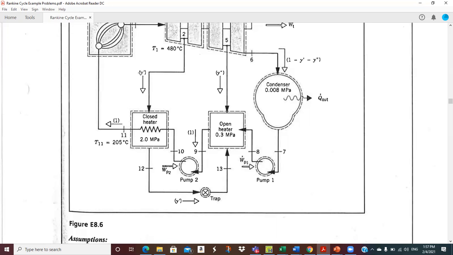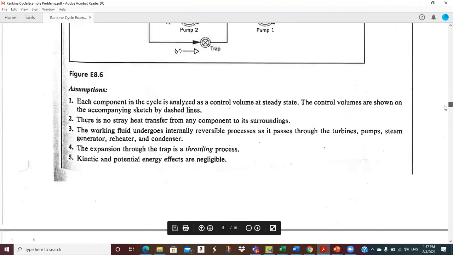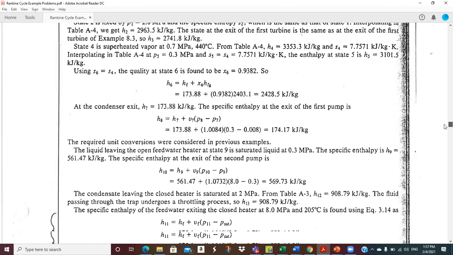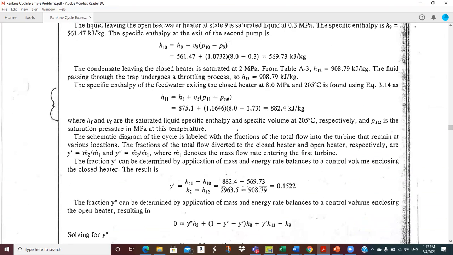So on the coming in side, I've got H2 times Y prime. I'm coming in over here at H10 and the mass flow rate is 1, so I don't have any multiplier on that. And then coming out, I got H11 and H12 times Y prime. Set those things equal, factor out your Y prime, and bingo, you got the equation. Once you got all the enthalpies, you just plug that in and there you go.